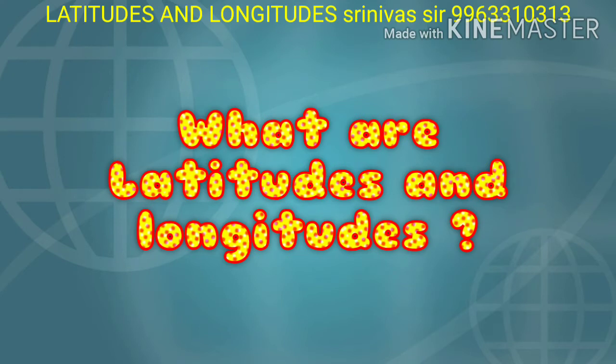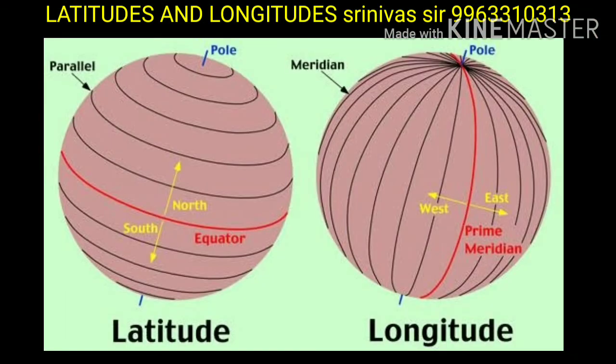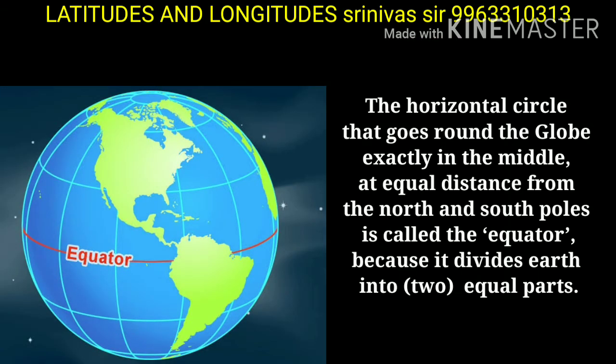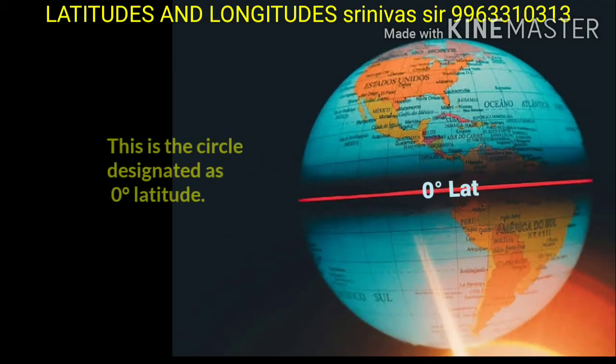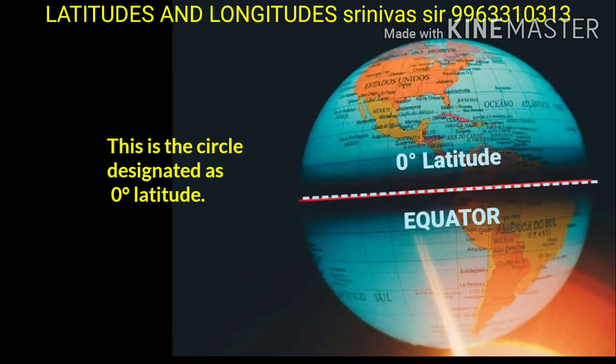What are latitudes and longitudes? The horizontal circle that goes around the globe exactly in the middle at equal distance from the north and south poles is called the equator because it divides Earth into two equal parts. This circle is designated as 0 degrees latitude.